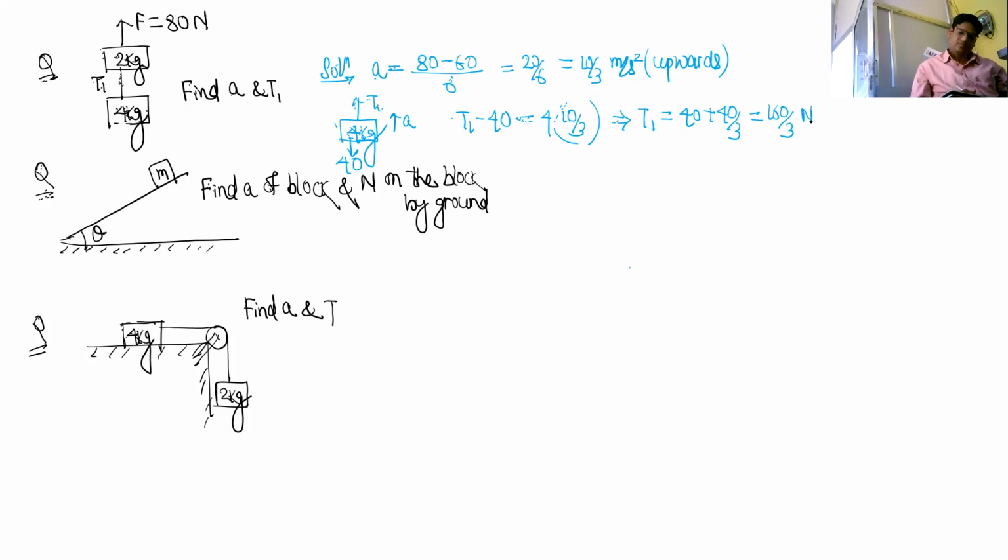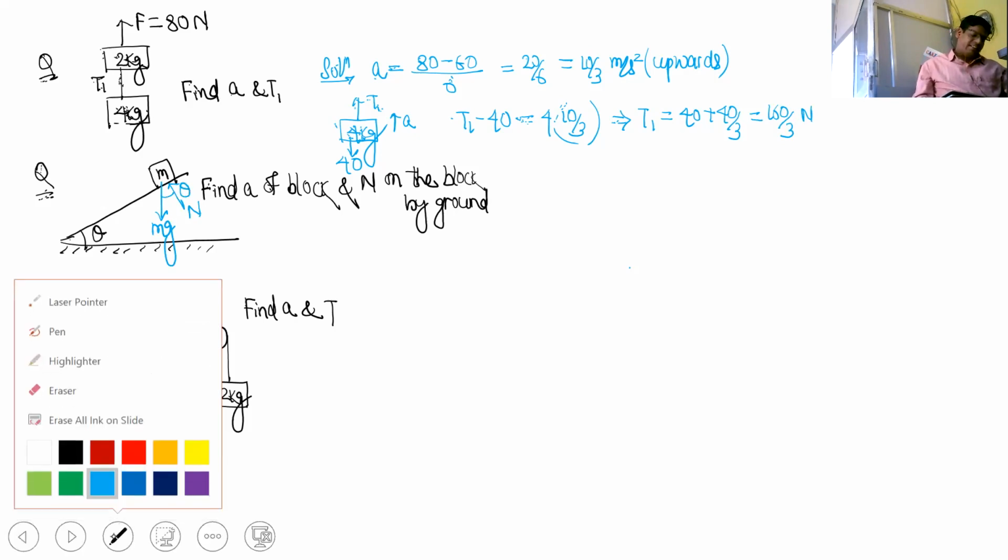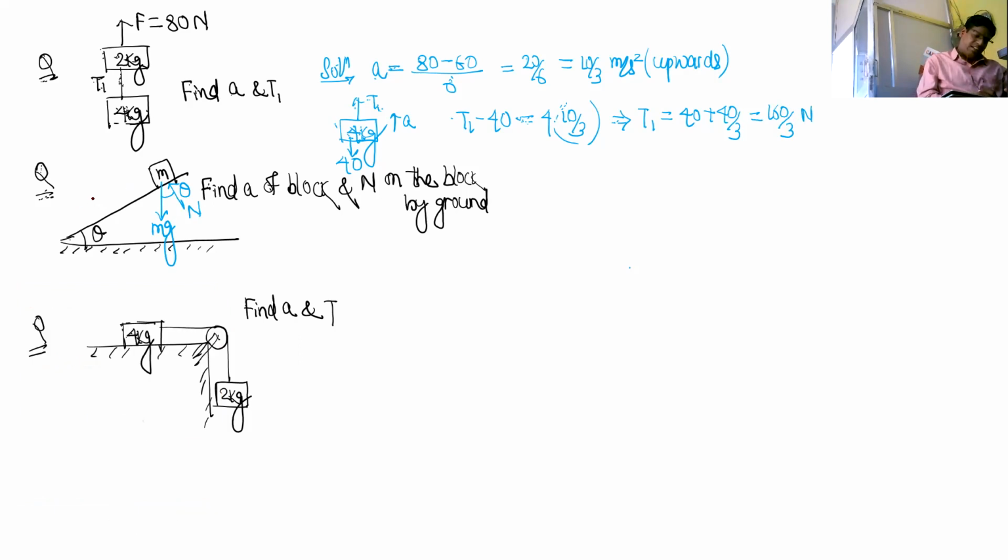Yes, sir. Now here choose the system. m is our system. Draw the free body diagram. These are the forces acting. This angle will be theta. Okay, now choose the coordinate axis. Now I had said if you are dealing with motion on an inclined plane, then choose the coordinate axis like this. Along the incline, choose your x-axis, and perpendicular to that, choose the y-axis.